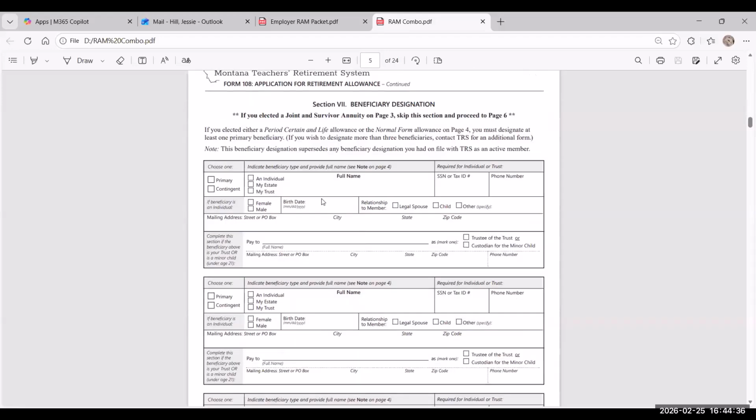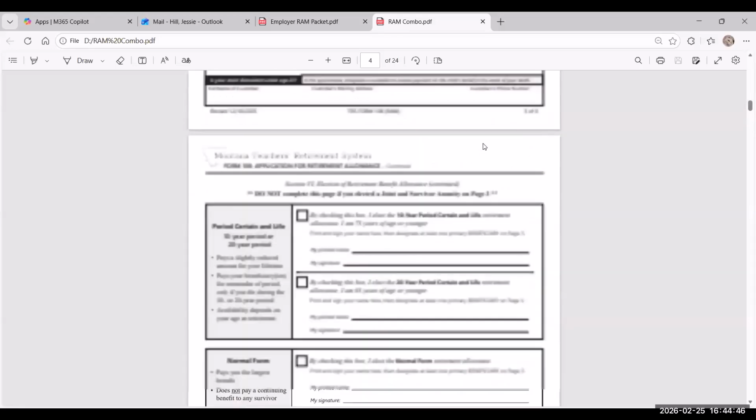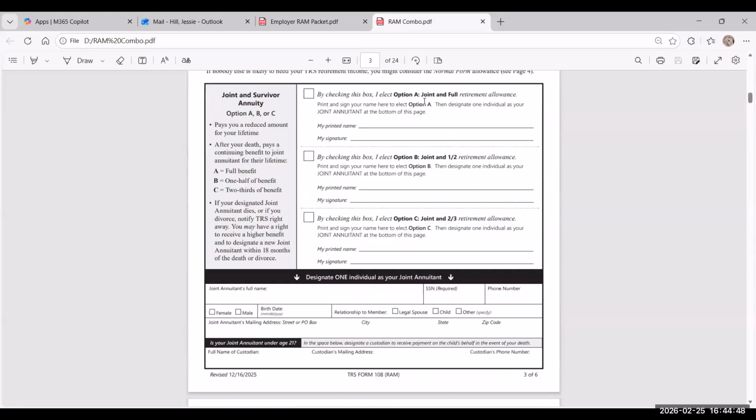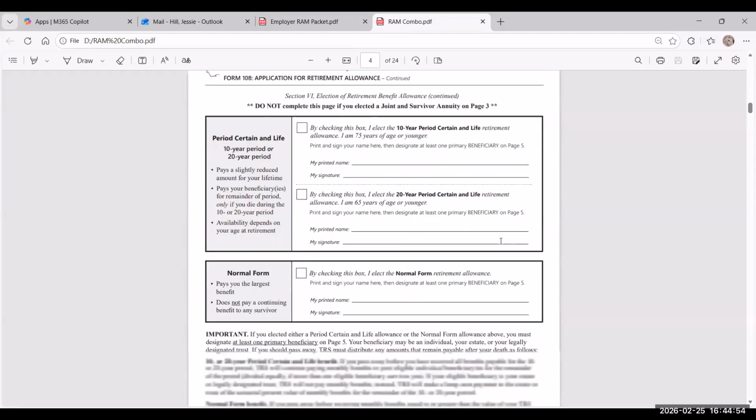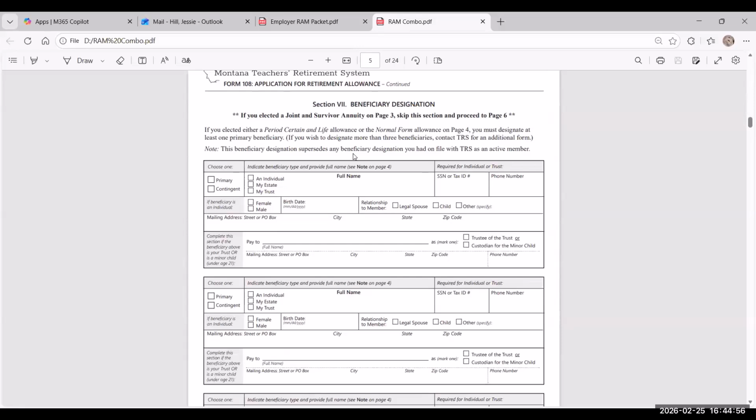For Section 7, they are required to list at least one primary beneficiary if they are going with either the 10 or 20-year certain in life or normal form allowance. And so, similarly, you would skip this page up here if they were going with any of the other options. If they are going with A, B, or C, they're not going to also put beneficiary info in this other page. That's only if they're going with a period certain in life or the normal form allowance, where they would be populating beneficiary info here.